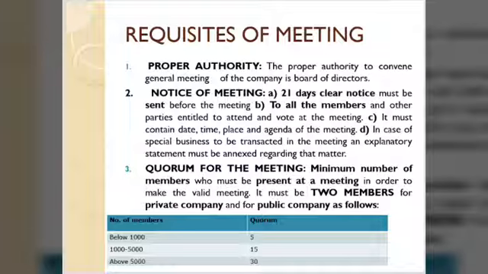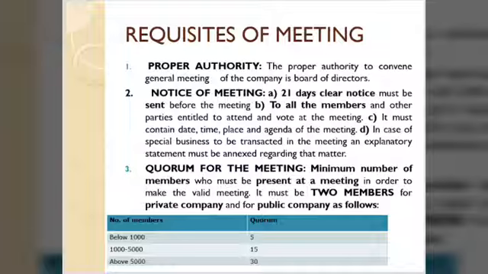Then what are the contents of the notice? The notice must contain the date, time, place and the agenda, that is the program of the meeting. And if any special business is to be transacted in the meeting, it must be explained along with an explanatory statement, and it must be annexed with the notice. This is regarding notice of the meeting.